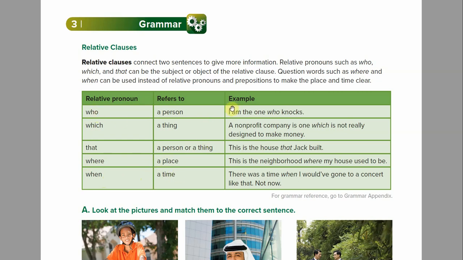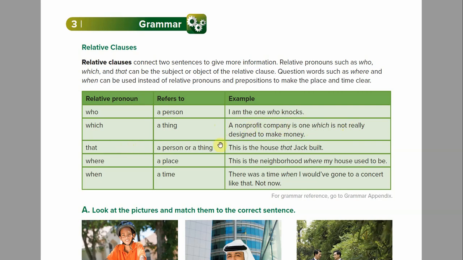So who? I am the one who knocks. So I am the one who knocks. Who knocks is describing me. Which? A nonprofit company is one which is not really designed to make money. All right, so this is describing a nonprofit company, one which is not really designed to make money.